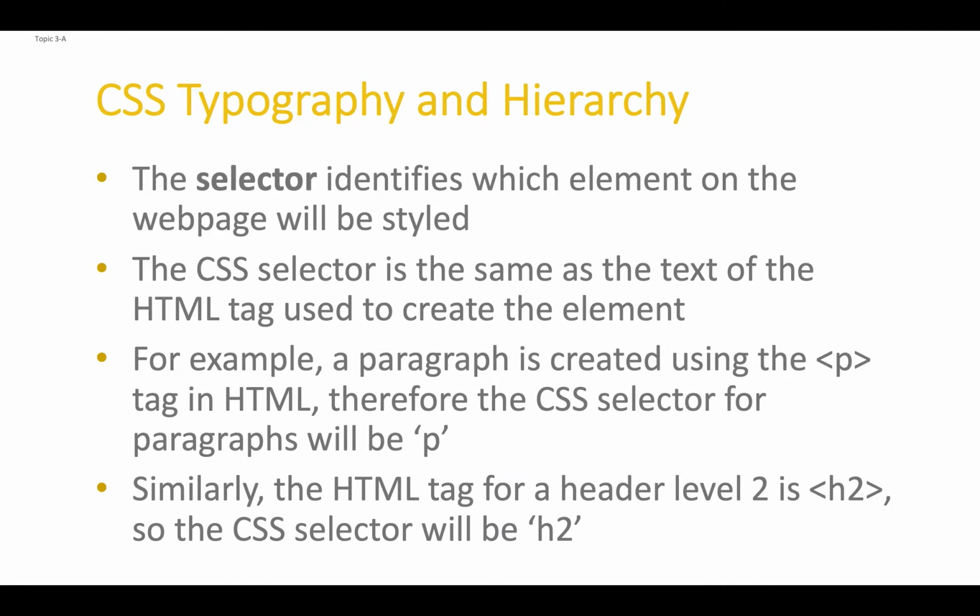The selector identifies which element on the web page will be styled. The CSS selector is the same as the text of the HTML tag used to create the element. So if you have a paragraph tag, you can use the P as your selector, whatever is inside of the arrows. Similarly, the HTML tag for a header level 2 is H2, so the CSS selector will be H2. So you don't need the arrows when you're selecting it in the CSS section.